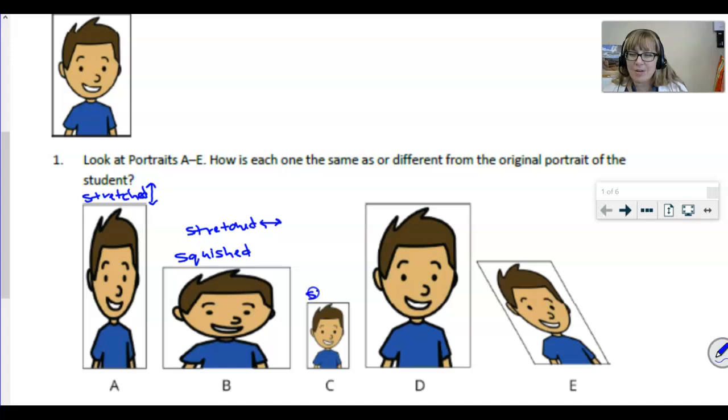So notice how these ones are so very similar to that initial one. They look the same. Yes, it's a smaller size, but it still looks like the same person. He's not taller or skinnier or chubbier. He looks the same. And this one, same idea. It's just a larger version. And this one is all sorts of weird. This one's slanted.